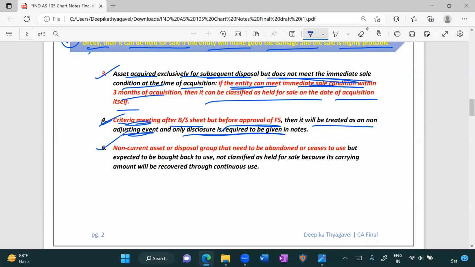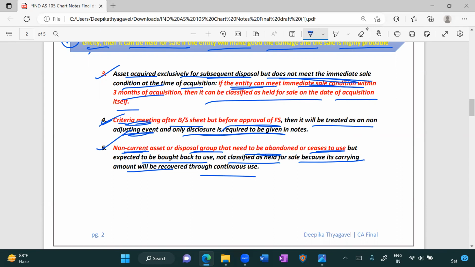Next point. In case there's a non-current asset or a disposal group that is to be abandoned or ceases to be used, but is expected to be brought back into use, it is not classified as held for sale because its carrying amount will be recovered through continuing use. Let me explain the situation to you. There is a non-current asset or a disposal group, right? Currently its use has been ceased or abandoned, let's say because of COVID.